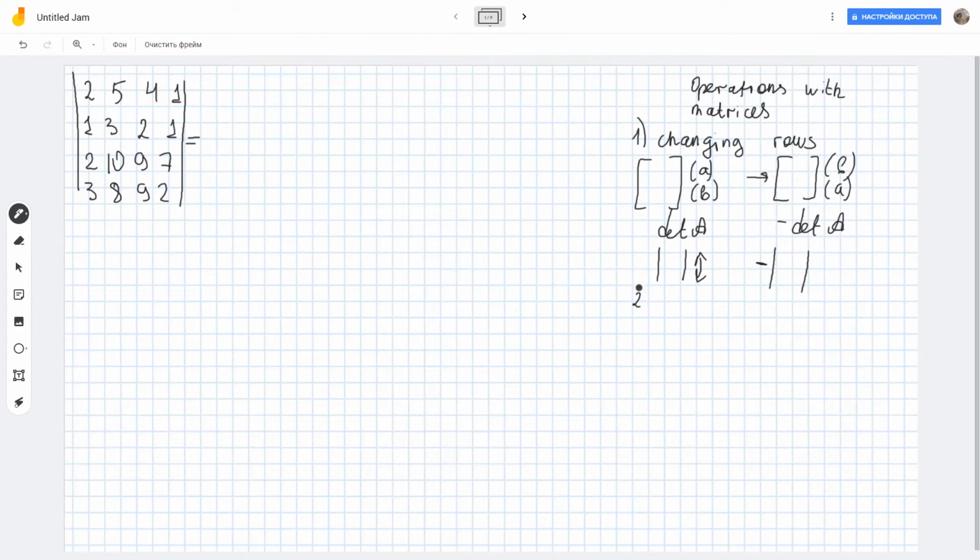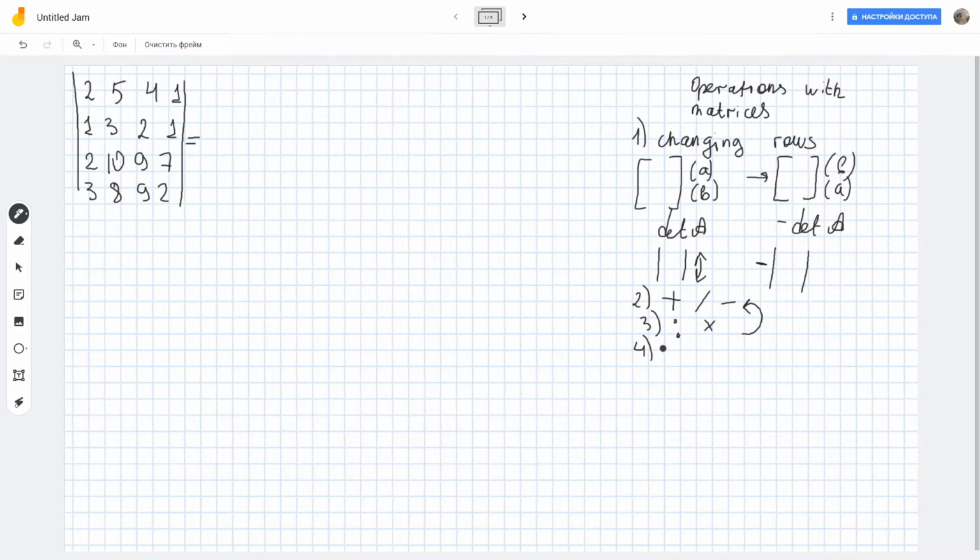The second operation is we can sum or subtract rows from one another, and we also can divide or multiply rows, but only in the case when we are summing or subtracting rows.